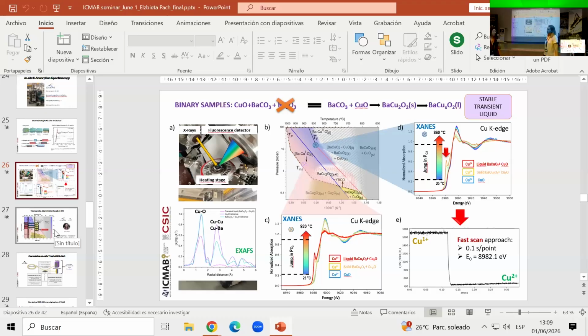We also did the XRD experiments in situ with binary samples, and there we don't see any signal, but we see little grains that reorient all the time, like little precipitates of the barium copper 202 or barium copper 02 phase. So we are quite confident it is actually the liquid.